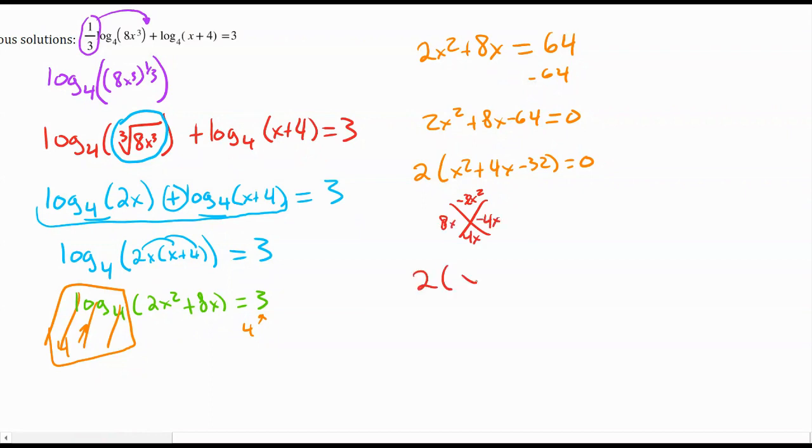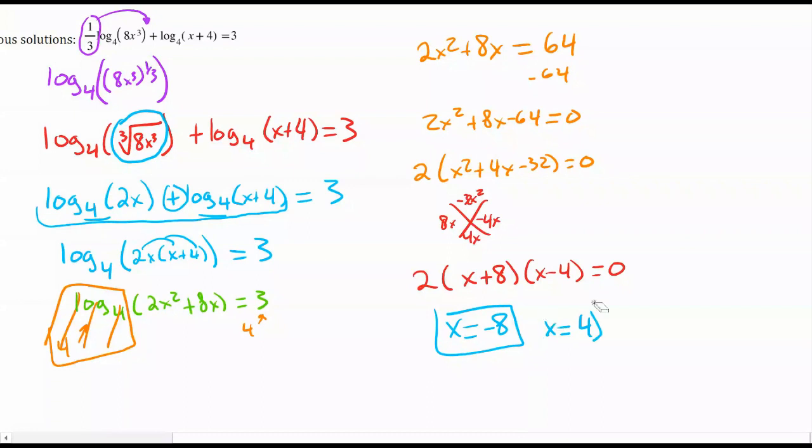So when I factor that, I get 2 times x plus 8 times x minus 4. And so my two solutions here are x equals -8 and x equals 4. Oops, I don't need parentheses here.